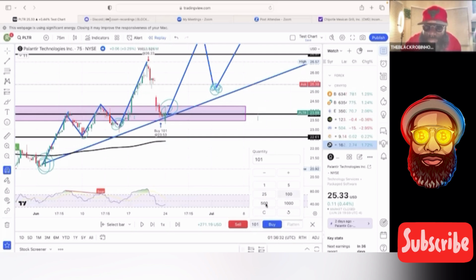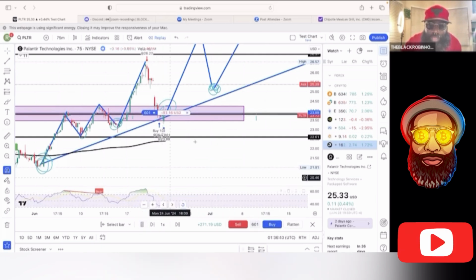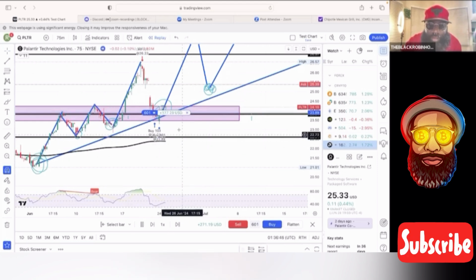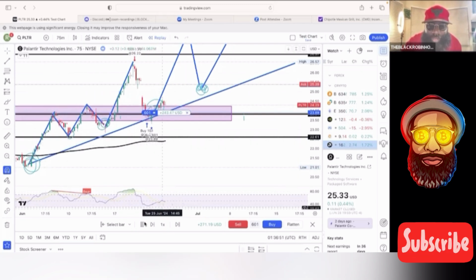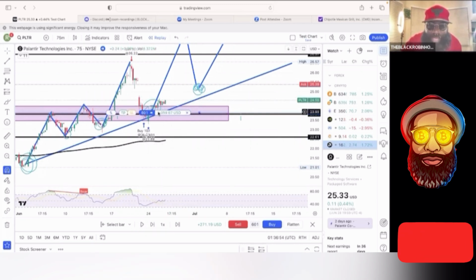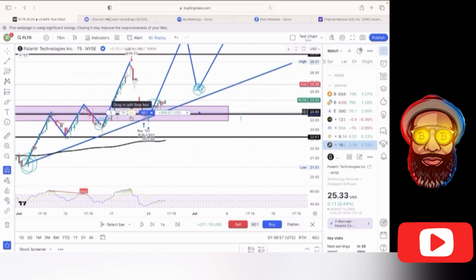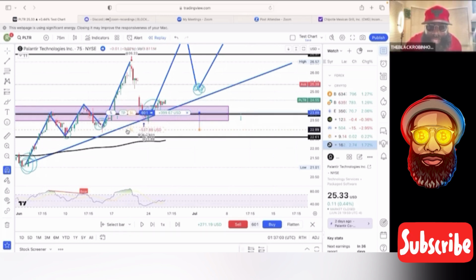I'm gonna buy Palantir, but this time I'm gonna buy 500 shares. So now I bought it. But hold on, let me pause. So I bought here. My stop loss is gonna be down here, let's say 22.99. So do you see that it's showing me that if I lose, I'm gonna lose $537? Does everybody see this?